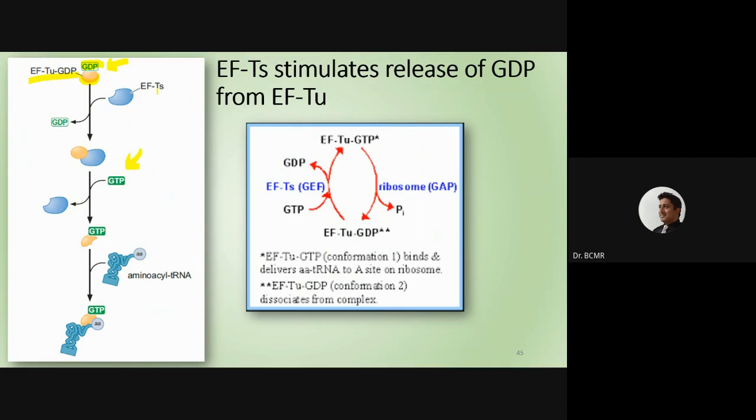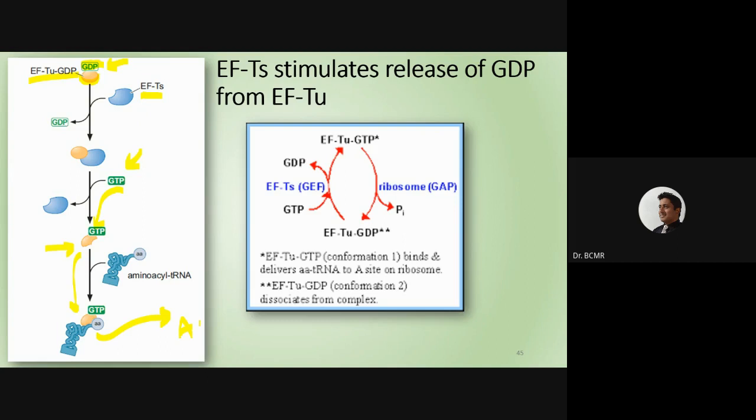So the factor that does it is called EF-Ts. The function of EF-Ts is to remove or dissociate the GDP from EF-Tu. If GDP is removed, then GTP will occupy that place. If GTP is occupying the EF-Tu, now it is in an active state and it has high affinity for the charged tRNA; it will bind to it, and that can then be carried to the A site of the ribosome. And then translation keeps on happening.